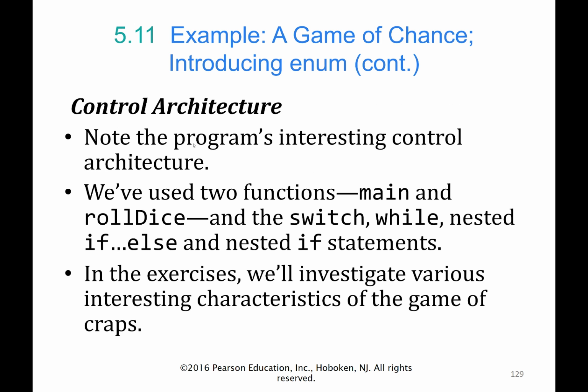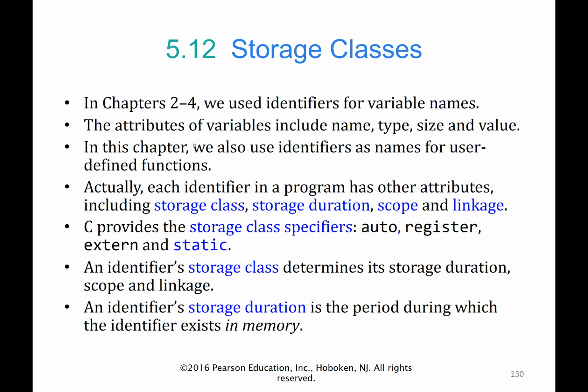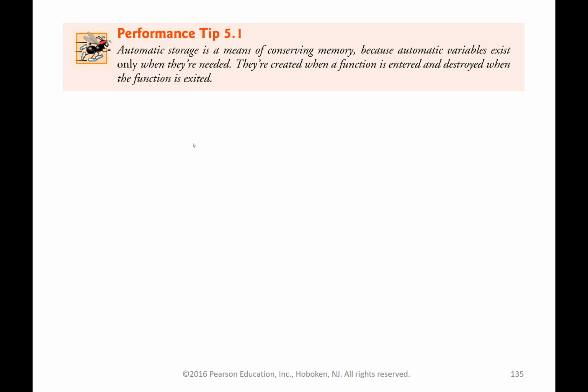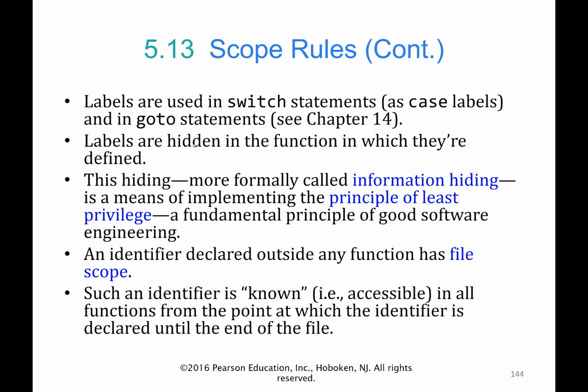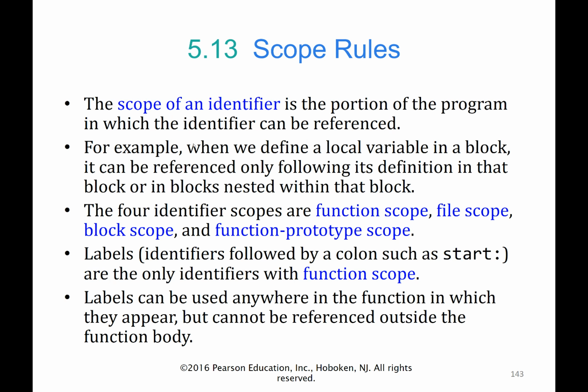We only have 1 function we wrote in there. It's called roll dice. We're using main. I'm going to stop at this point. I'm going to skip storage classes and come back Monday and probably talk about them. I don't want to get into storage classes. Scope rules, I'll mention a little bit about that. And then I think the last thing in this chapter is recursion. So we'll finish this chapter on Monday.